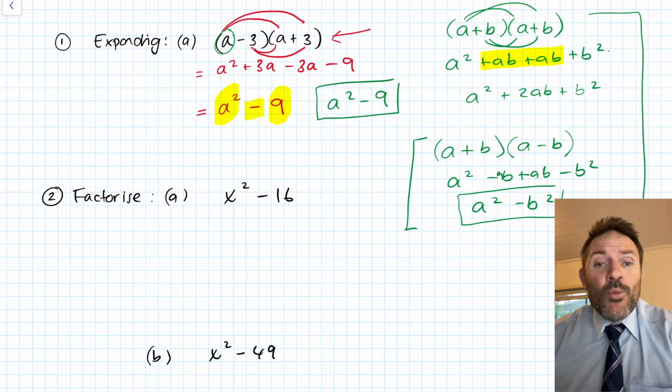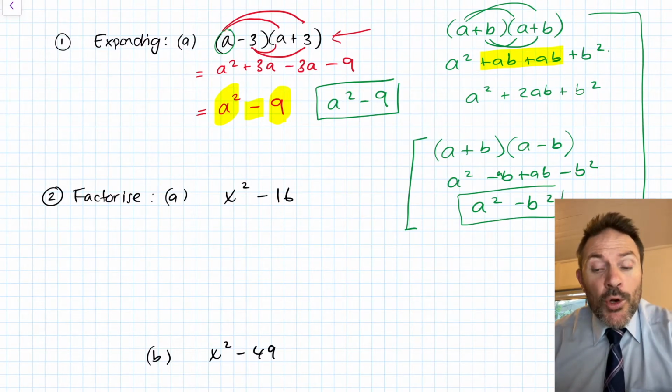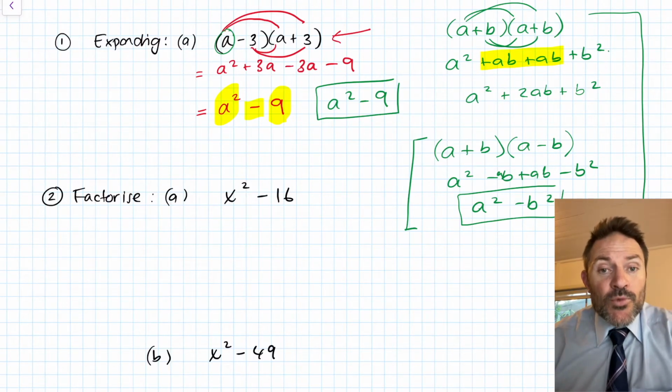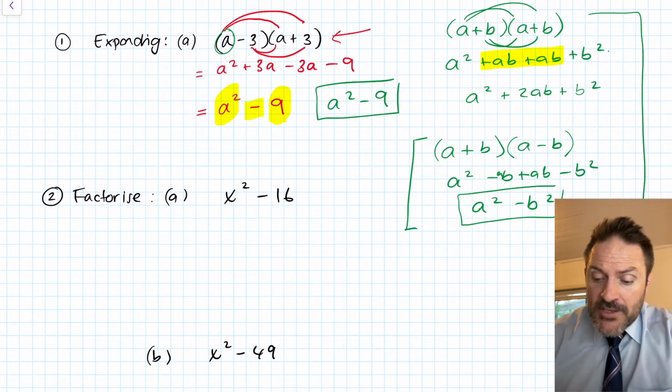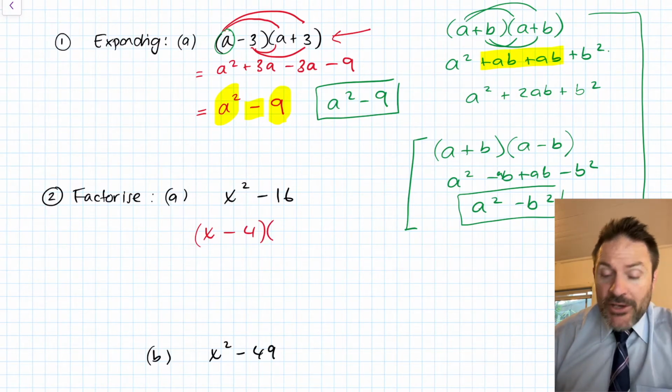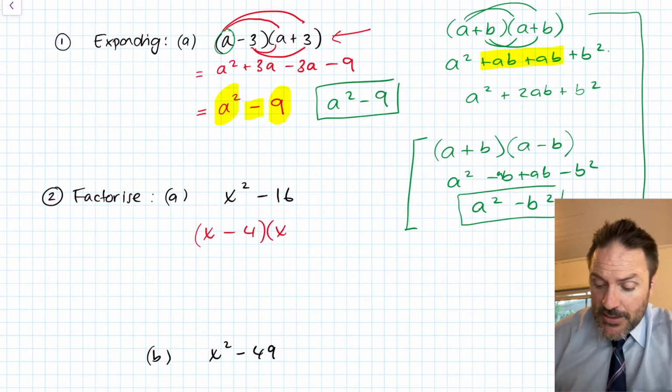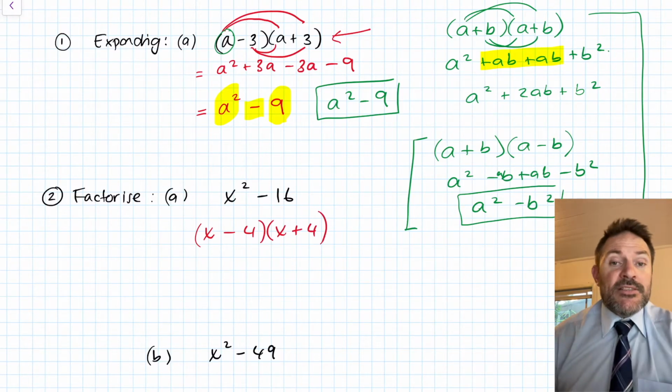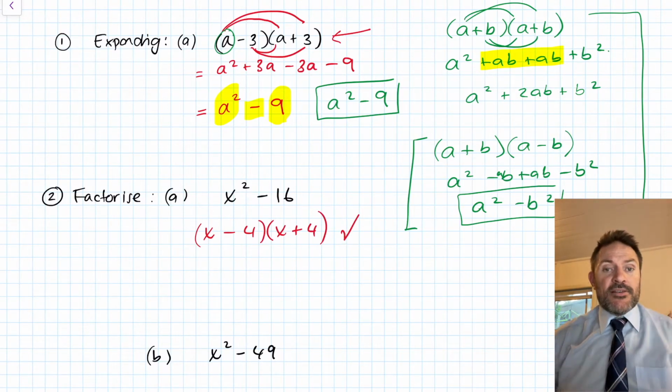Well, there is only one thing we can do, and that is to know that this is a difference of two squared numbers. So if I know it's a difference of two squared numbers, and I square root the first term, I square root the second term, and I make them identical except for opposite signs, x minus 4 and x plus 4, then I know how to factorize it.